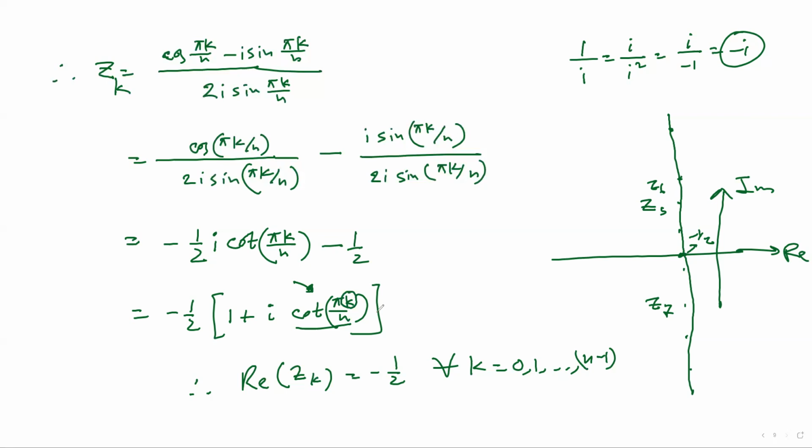n can be odd. And if n is odd, we are never going to get pi by 2 as the angle inside cot, which would mean we are never going to get 0 as the imaginary part. So minus half may or may not be one of the roots, depends on the parity, or the oddity, of n, right?